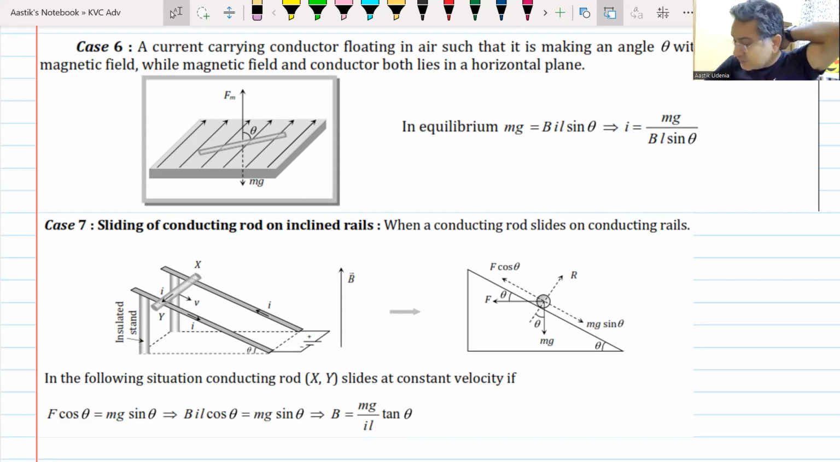In the last case, this question actually came in one of the JEEs, IIT-JEE. The wire is moving with a constant velocity. When the wire is moving with a constant velocity, the gravitational force mg sine theta, which is trying to pull it down, must be equal to this F cos theta. From there, you get this relation for the wire moving with a constant velocity. What should be the value of the magnetic field? Do we understand this? Yes, sir.